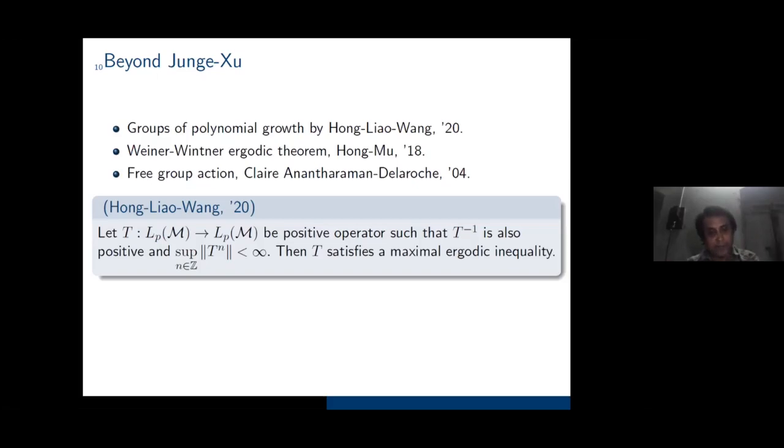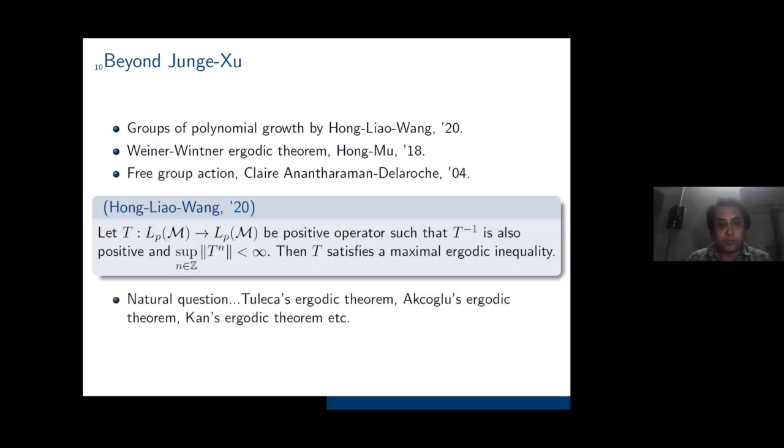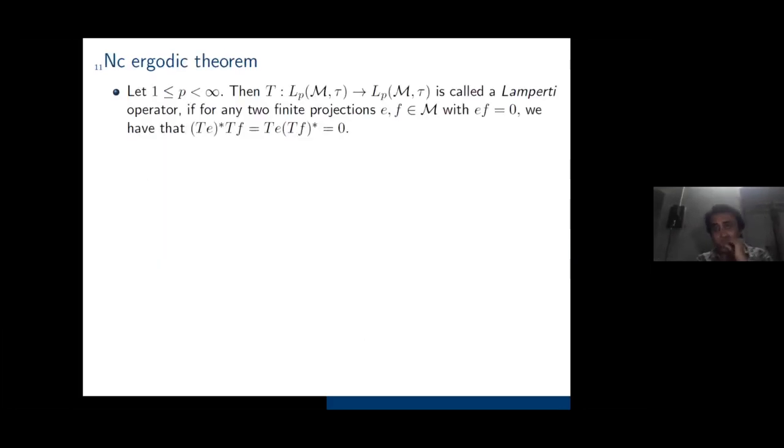So Akcoglu and Stein's ergodic theorem for positive isometries cannot be recovered from the Hong, Liao, Wang ergodic theorem, but if the isometry is also onto, then it's okay. So natural questions. So there are many natural questions. So what about Akcoglu's ergodic theorem for positive isometries? Akcoglu's ergodic theorem, okay, for general positive contractions, and Kan's ergodic theorem, okay. We could do something about that. Okay. That is a question, I think. Yeah. Okay.